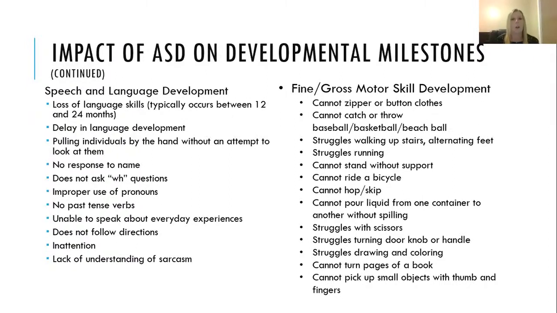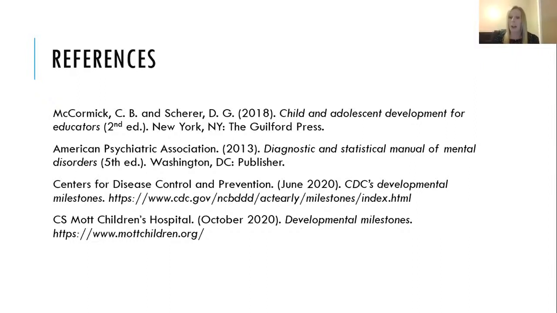that's with training wheels, or hop, skip, or if they can't pour liquid from one container to another, if they're unable to use scissors or struggling with drawing or coloring, as well as an inability to pick up small objects too. All right. So hopefully that clarifies for you typical development and where kiddos should be meeting their developmental milestones, as well as how autism spectrum disorder can impact that development.